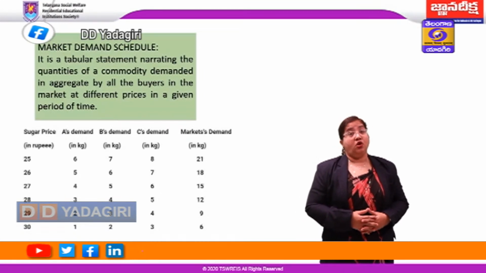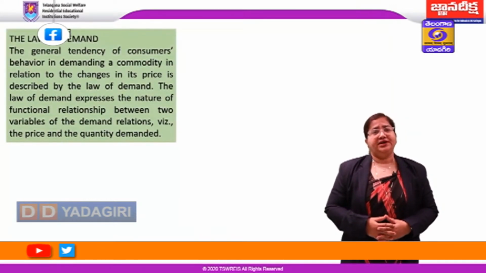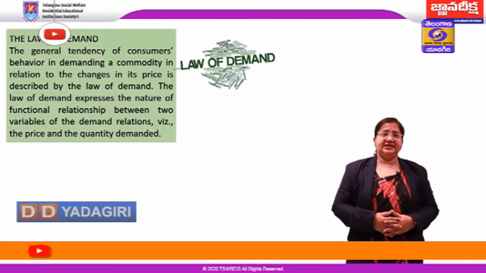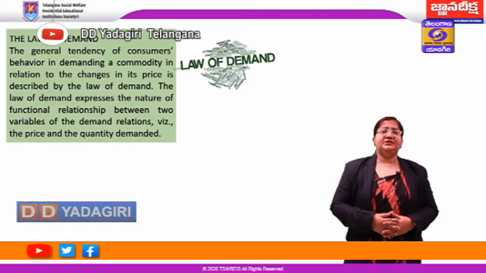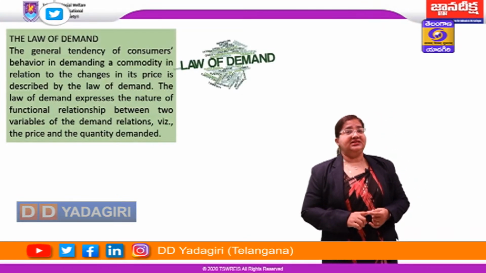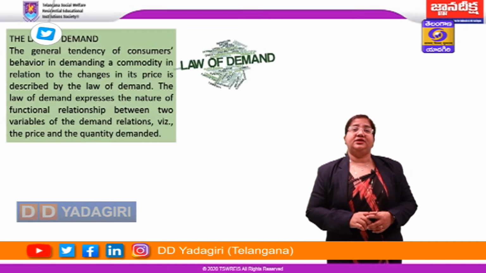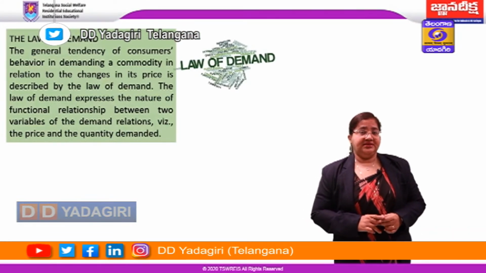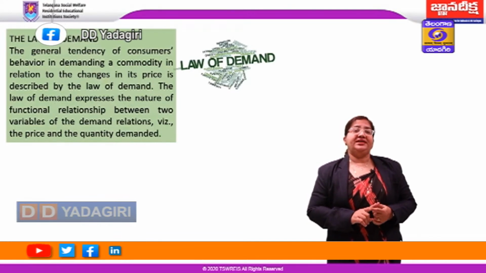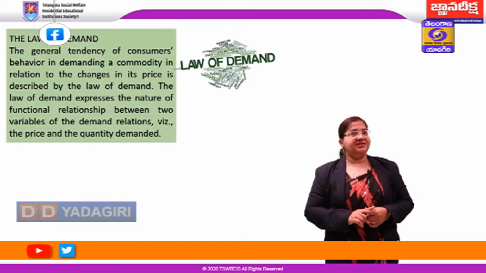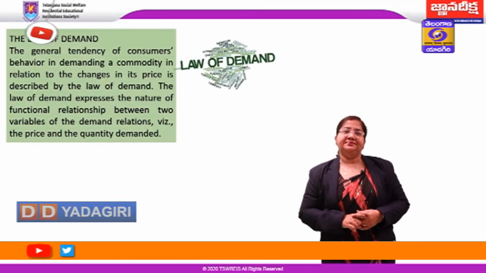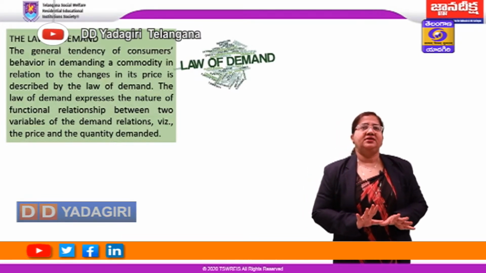Now we'll move to the law of demand, which is a very important law in economics. What is the law of demand? I am going to explain it in detail. The law of demand describes the general tendency of consumer behavior in demanding a commodity in relation to changes in its price. It expresses the nature of the functional relationship between 2 variables only. What are those 2 variables? The price and the quantity demanded, with all the other determinants remaining constant.